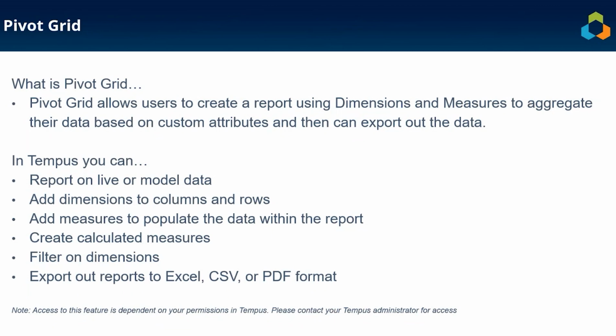And today we're going to be discussing Pivot Grid. A Pivot Grid report allows users to create a report using dimensions and measures to aggregate their data based on custom attributes, and then they can export out that data. In Tempus, you can report on live or model data, add dimensions to columns and rows, add measures to populate the data within the report, create calculated measures, filter on dimensions, and then export out the reports to Excel as a CSV or PDF format.